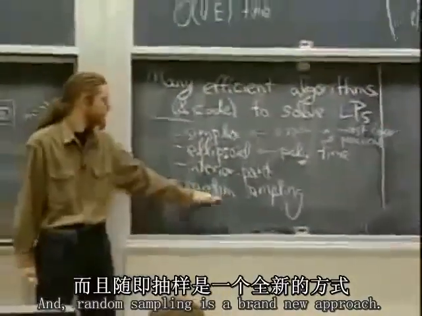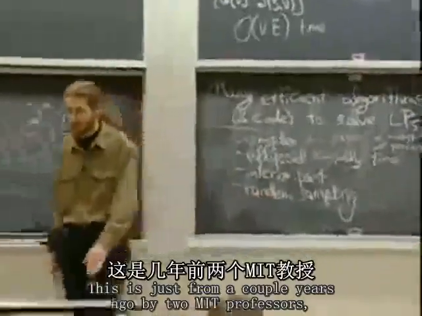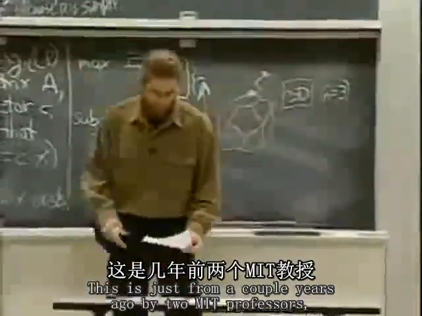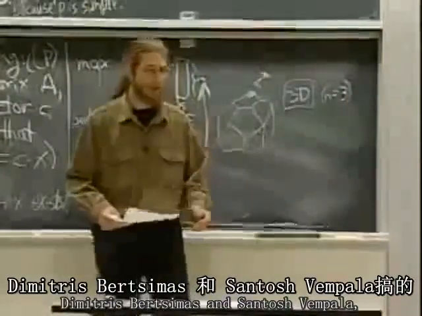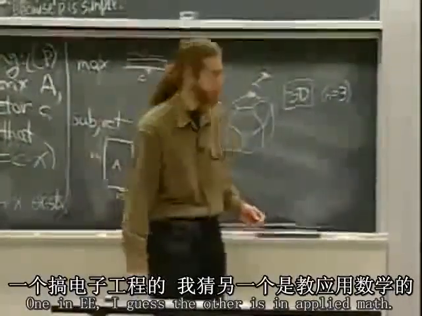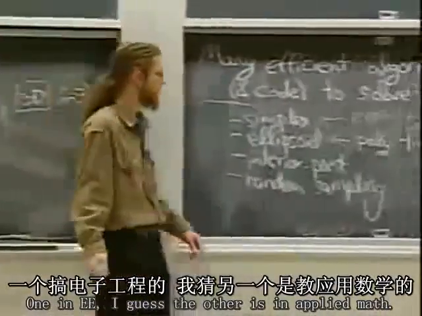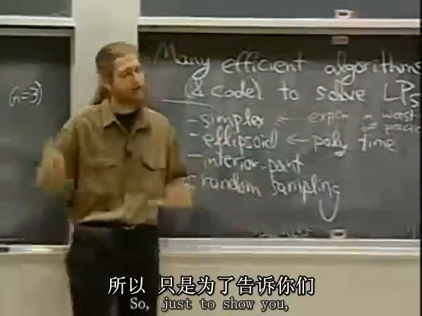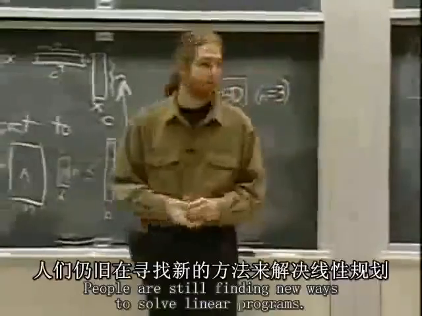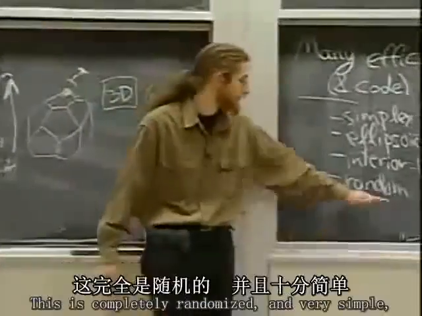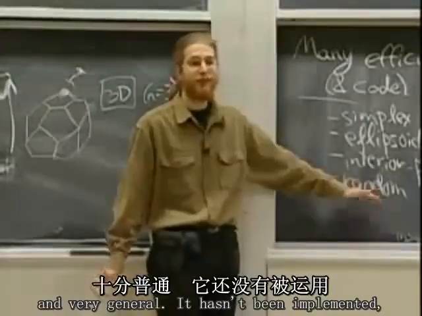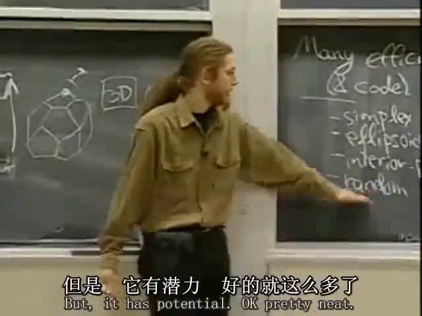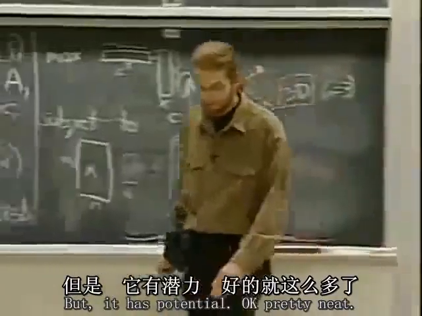And random sampling is a brand new approach. This is just from a couple years ago by two MIT professors, Dimitris Bertsimas and Santosh Vempala. One's in EE, I guess, and the other is in applied math. So just to show you, there's active work in this area. People are still finding new ways to solve linear programs. This is completely randomized and very simple and very general. It hasn't been implemented, so we don't know how practical it is yet, but it has potential. Okay, pretty neat.